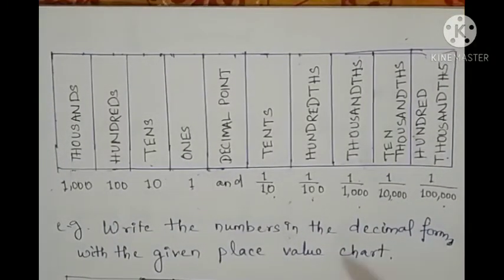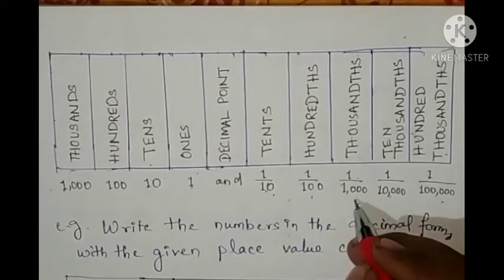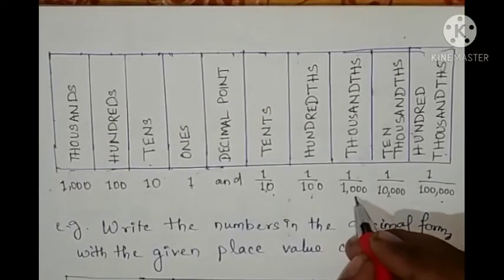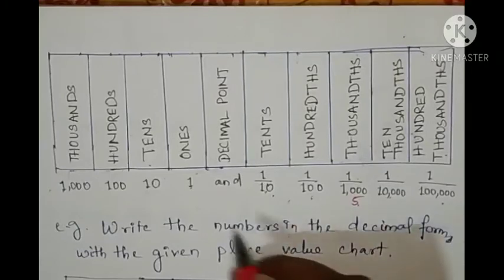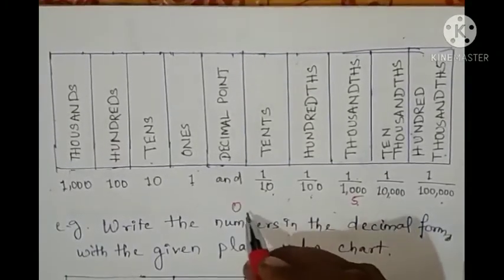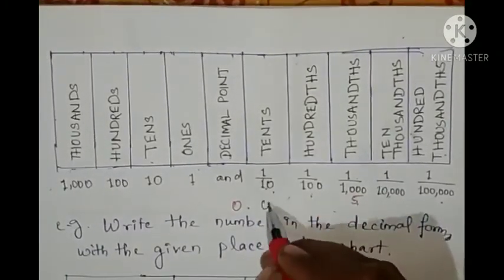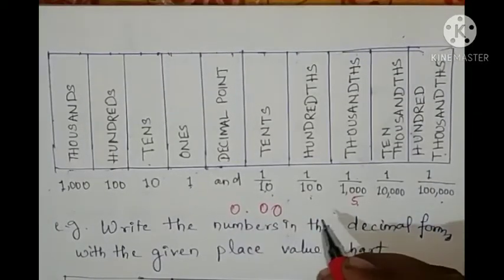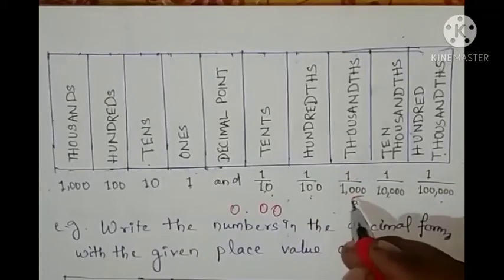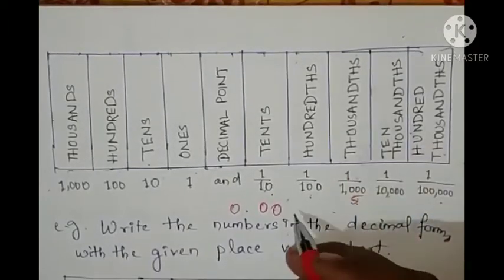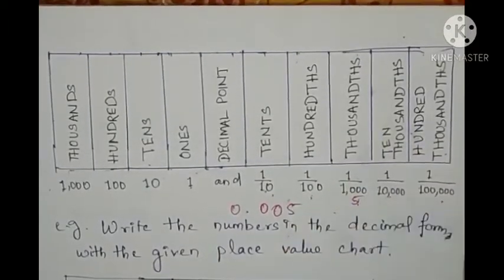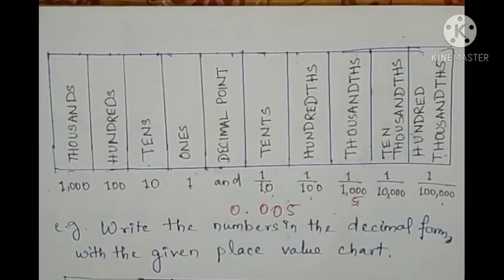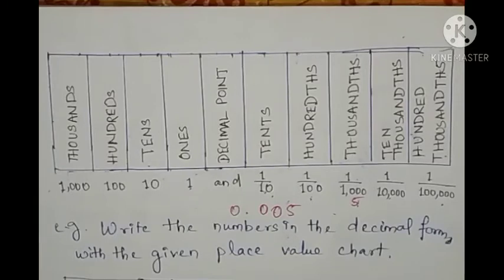Like if something is in the 1000th place, and it is 5, what can you write? 0. You put 0 in the 10th place, 0 in the 100th place, then 5 is in the 1000th place. So put 5 here. So let's see, by looking at the chart, how you can write the decimal form from the place value chart.